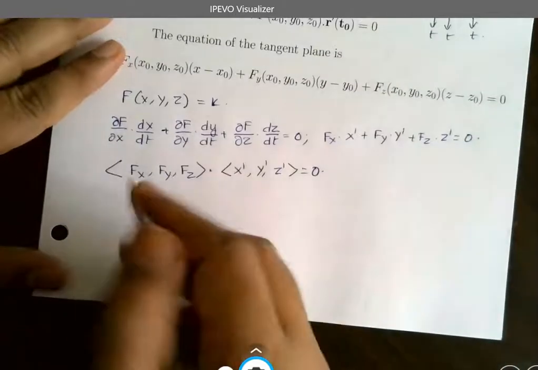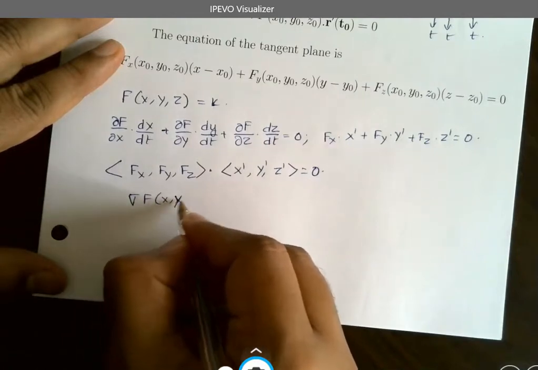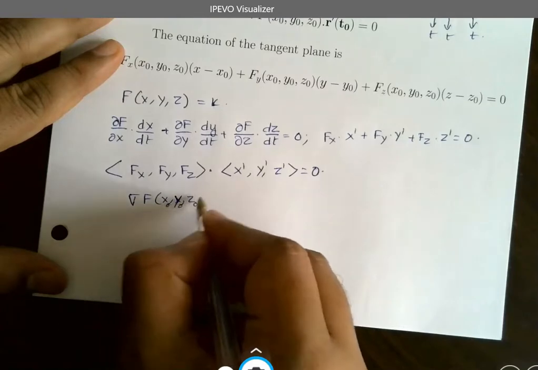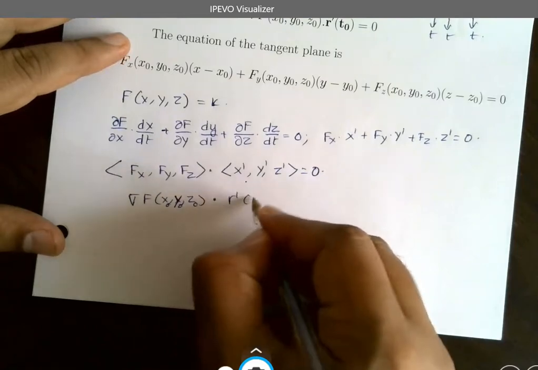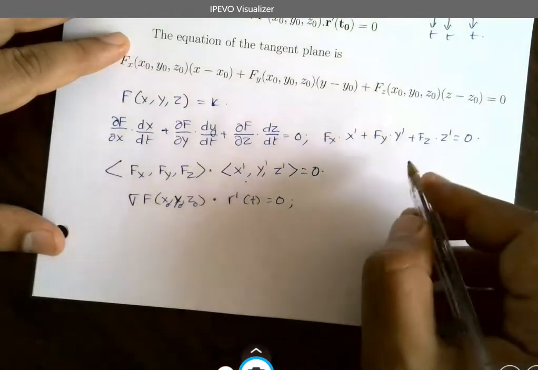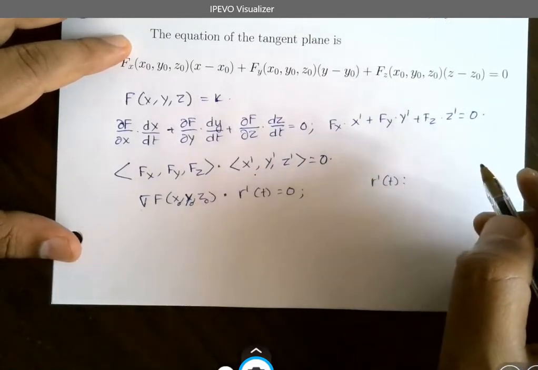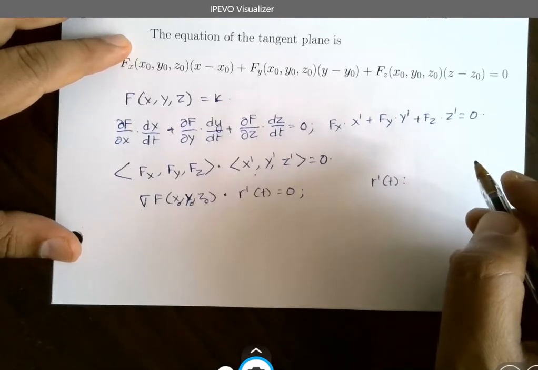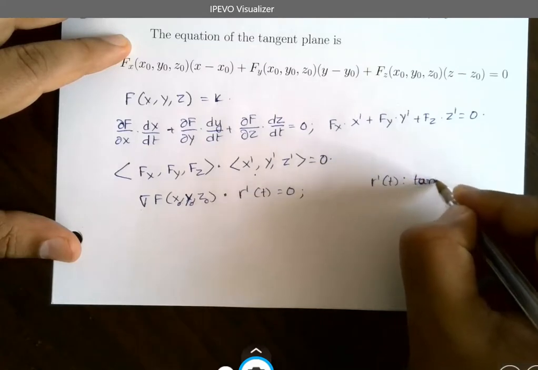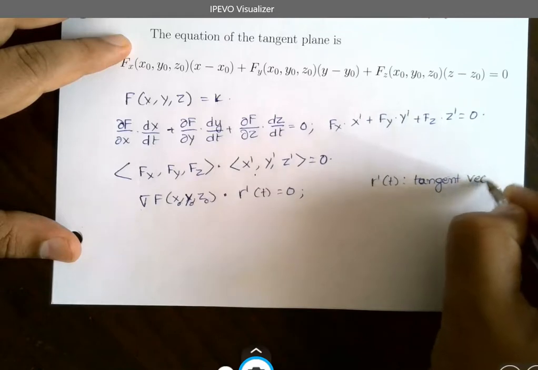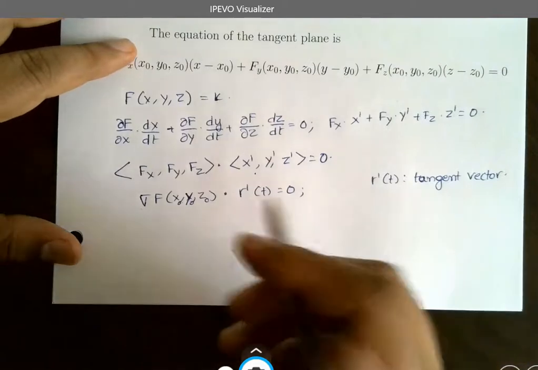Now the first term is nothing but the gradient of the function, at x naught, y naught, z naught, whatever that is, times r prime of t, equals 0, right? R prime is not a unit tangent vector, but r prime of t is the direction of the tangent vector. R prime of t is the tangent vector because the derivative of the position vector is the tangent vector. The derivative of the tangent vector is the normal vector, kind of.